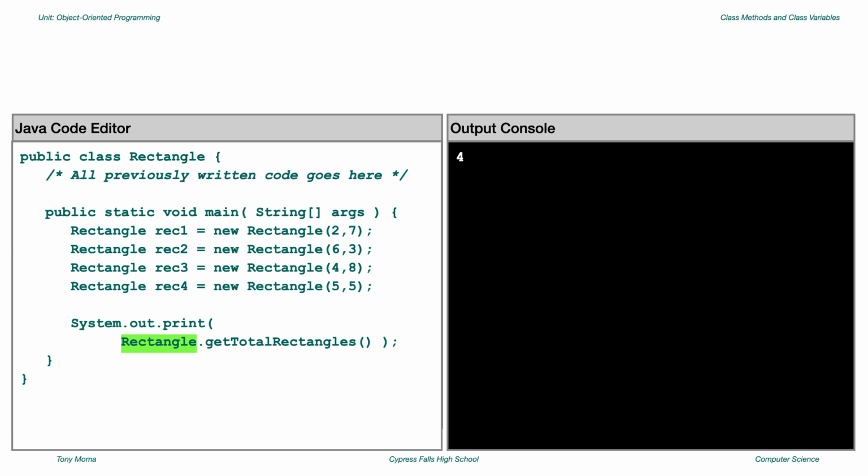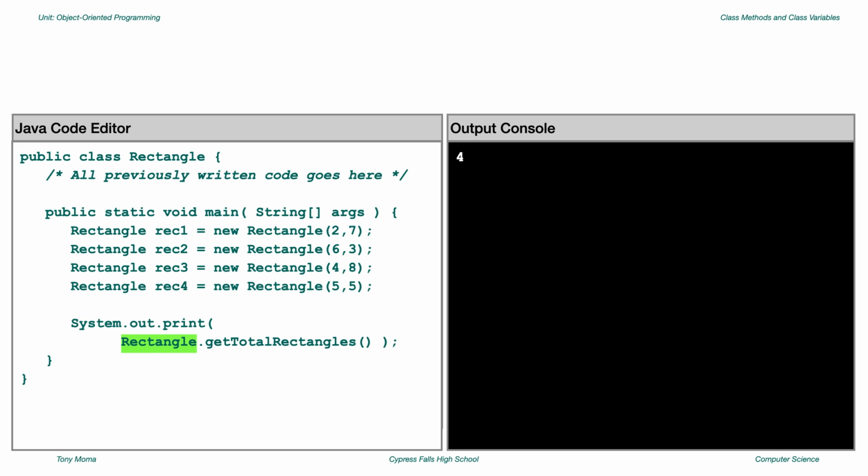And the advantage that comes with that is that we don't need an actual rectangle object to exist in order to use this method. Anytime we want to use it, we just simply type rectangle.getTotalRectangles. And this makes sense because the method isn't dependent on any object. Therefore, it wouldn't make sense to call it from a specific object.